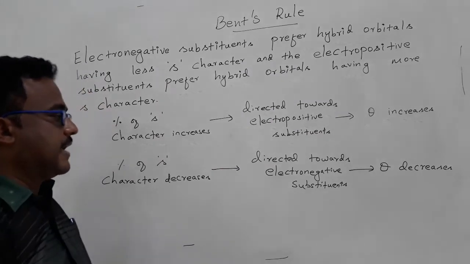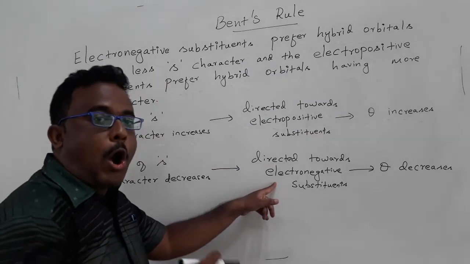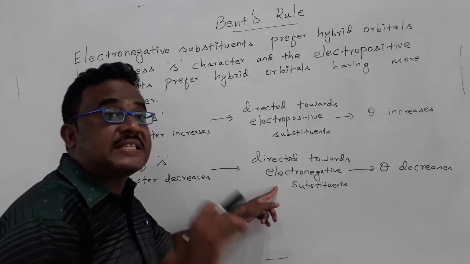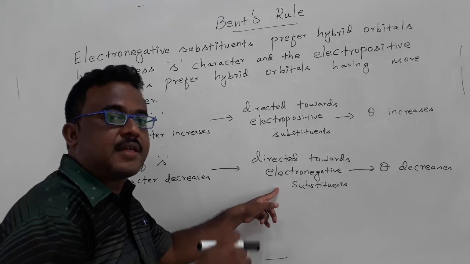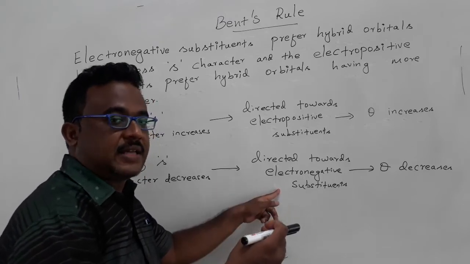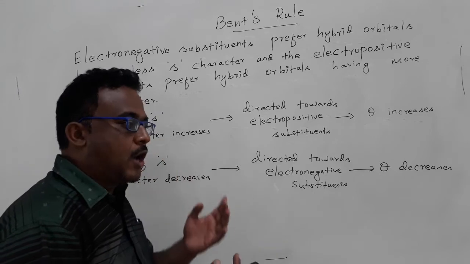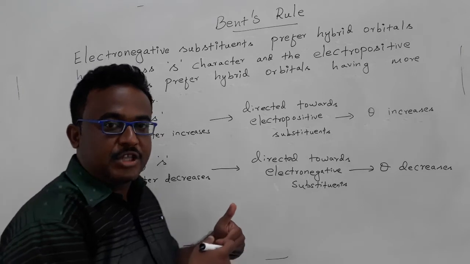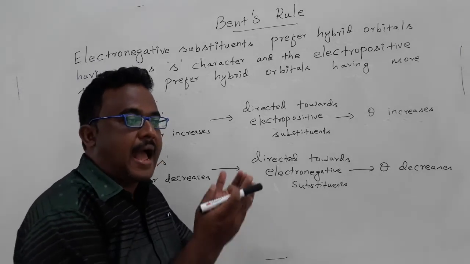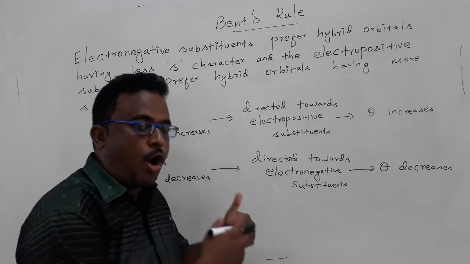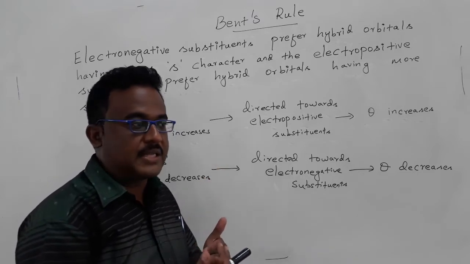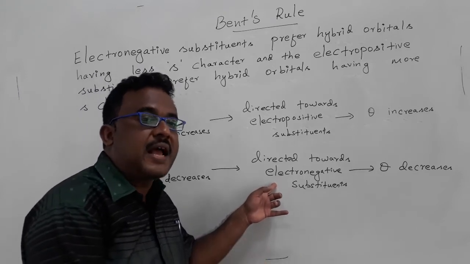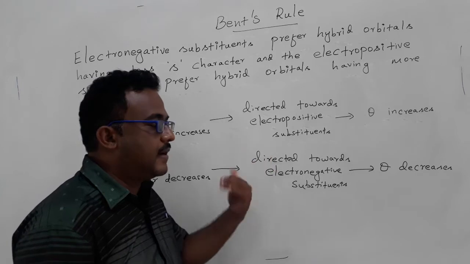We are very clear that electronegative substituents always prefer to go to hybrid orbitals having less s character. For example, when we go to trigonal bipyramidal geometry, it has two different bond lengths, and it is a combination of sp2 and pd hybrid orbitals. So it always prefers to go to pd hybrid orbitals to form a bond with the central atom. So that's what I am trying to say.